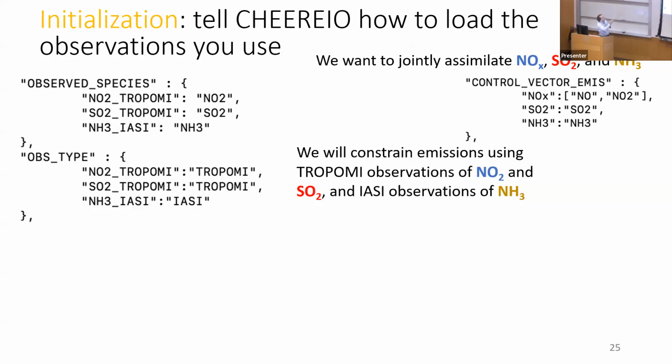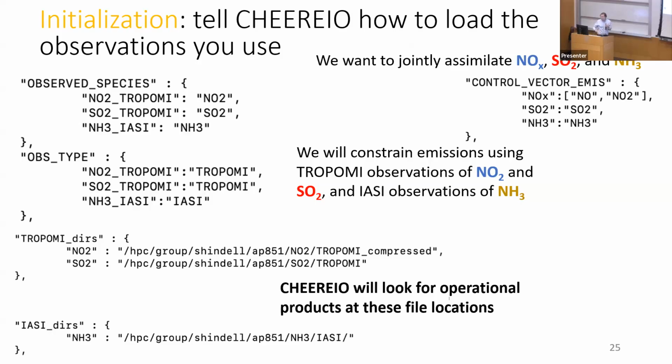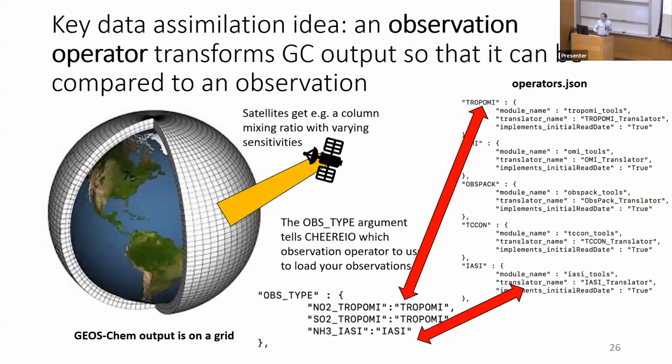So here, this is from the same file. We're observing NO2, SO2, and ammonia from different instrument types, from Tropomi and from IASI. And then we tell CHEEREIO where to look for these files. And it's basically mapping these keys and values to look for things. The valid options for operators are in this separate file called operators. So this is all the existing supported ones, supporting observations, but you can add your own following a very detailed guide online, which I'll talk about in just a second.